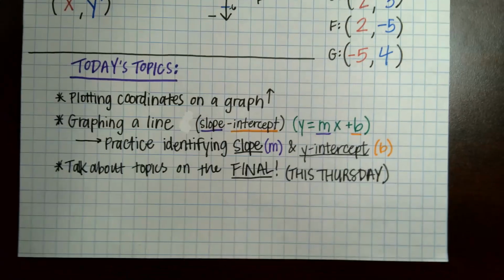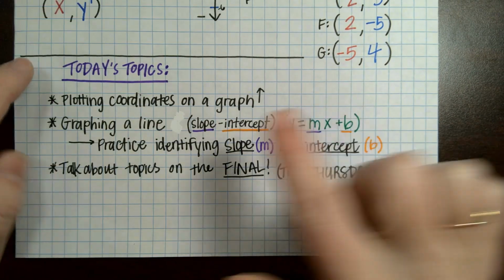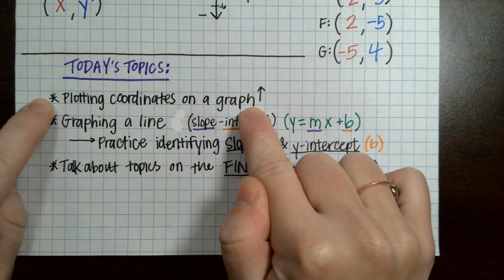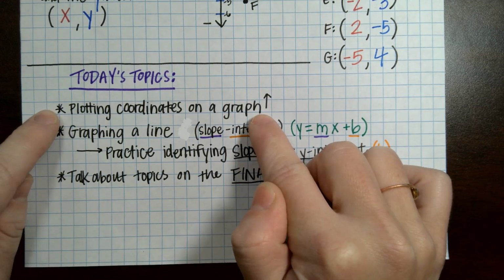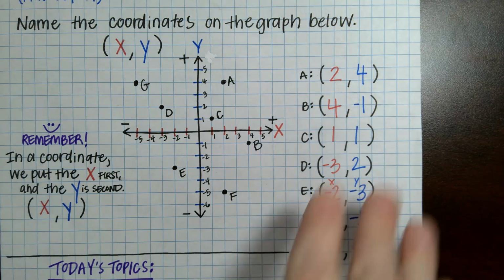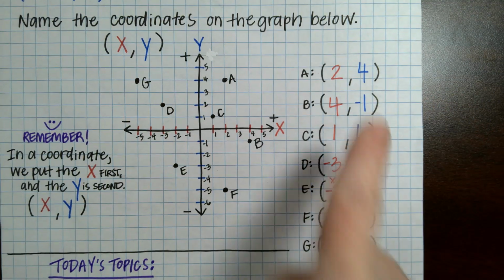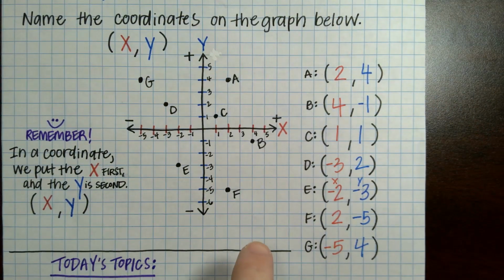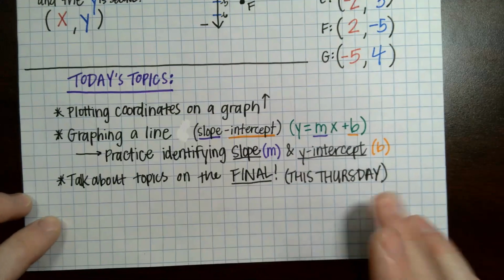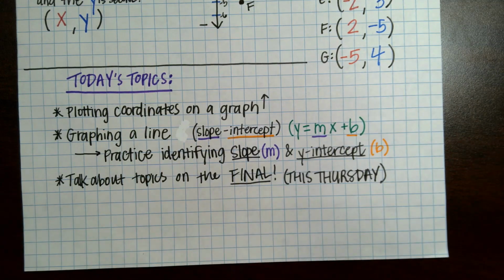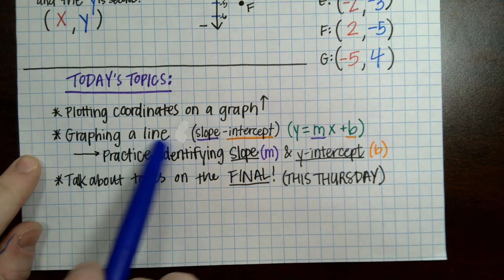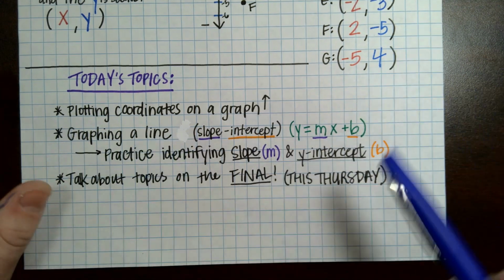Let's talk about what we are going to do today. So we just did a little review on plotting coordinates and naming them. On your final, the questions that you have regarding points like this are going to look exactly like what we just did for our do now. So if you can do this, you got that down. Today we are going to introduce something a little different. We're going to talk about graphing a line.